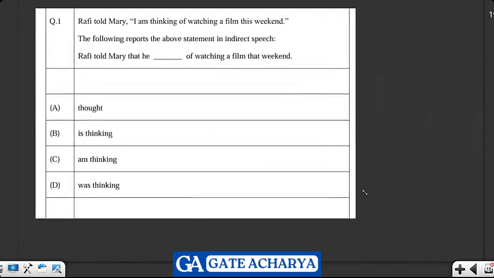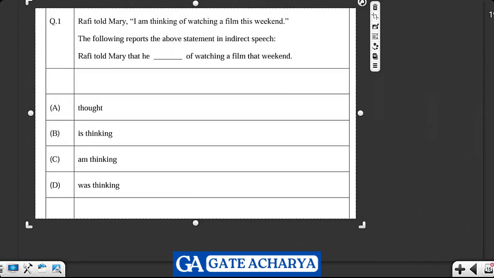This is a verbal question. It is about changing the sentence from direct to indirect speech in English language. Direct speech is given like this: Rafi told Mary that I am thinking of watching a film this weekend. The following reports the above statement in indirect speech: Rafi told Mary that he dash of watching a film that weekend. What is the correct term?